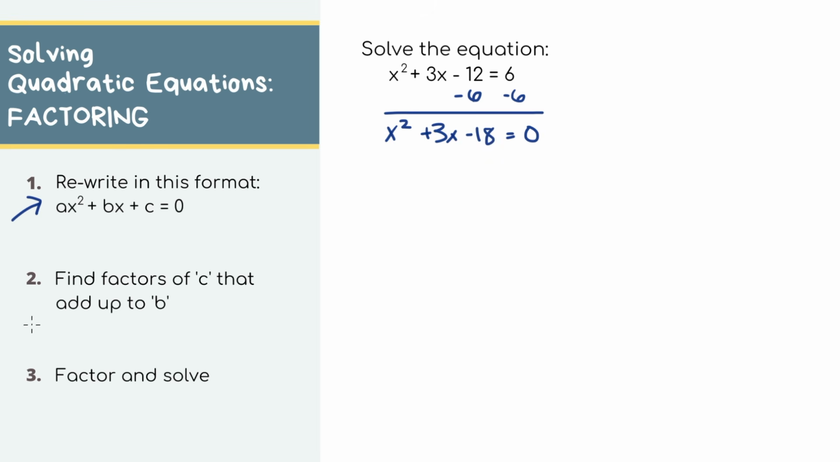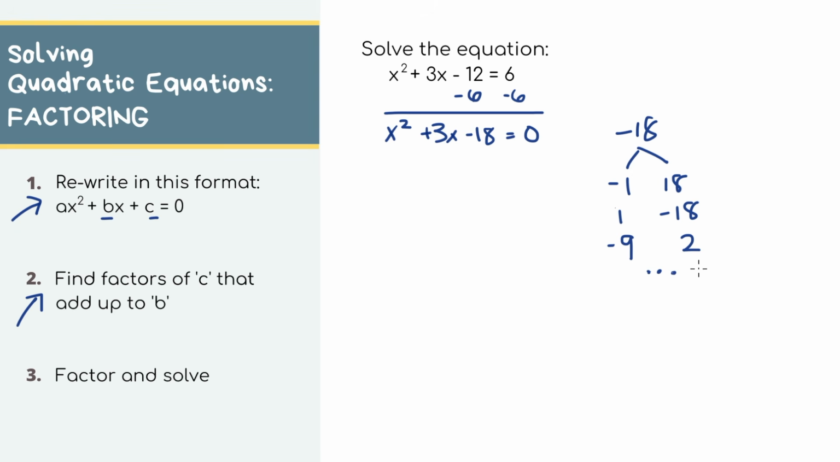For step 2, we need to find the factors of our constant c that add up to b. Let's break that down. Our constant c is negative 18, definitely don't forget that negative. And it has a whole bunch of factors, which are numbers that when multiplied are equal to negative 18. For example, when we multiply negative 1 and 18, we get negative 18, so these numbers are factors. Same with positive 1 and negative 18, negative 9 and 2, positive 9 and negative 2, etc.